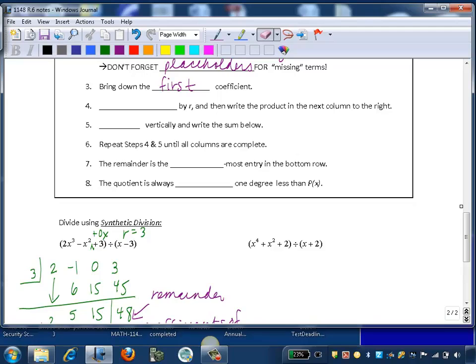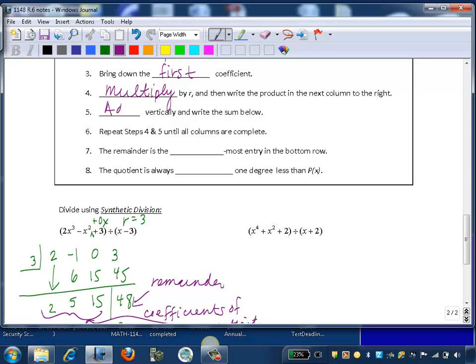And then we're going to multiply by r. And then we're going to add vertically and write the sum below. So in this case, we brought down the 2, we multiplied 2 times 3 and got 6, added down the column, negative 1 plus 6 is 5. And then we're just going to repeat that pattern. We repeated it all the way across till we filled in all the spots. And then the remainder is the rightmost entry in the bottom row. So in this one we just did down here, that remainder was 48.